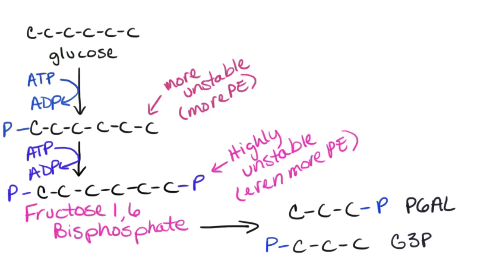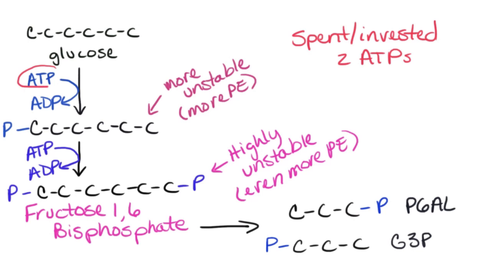As the energy investment phase, at this point in time, we have spent, or you could say invested, 2 ATPs. We have actually utilized 2 ATPs that we already had in the cell so that we could get this glucose molecule to split. So we utilized one here and we utilized another one here. And if you look here, we have not actually yielded or produced any ATPs yet.